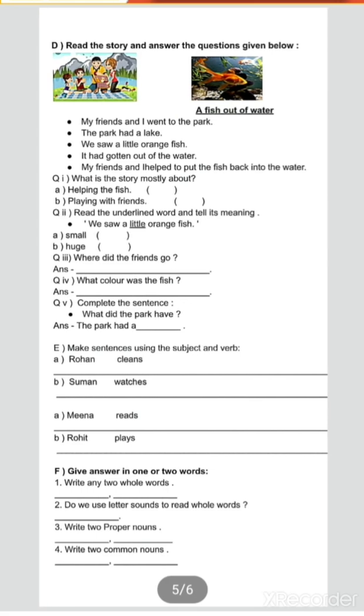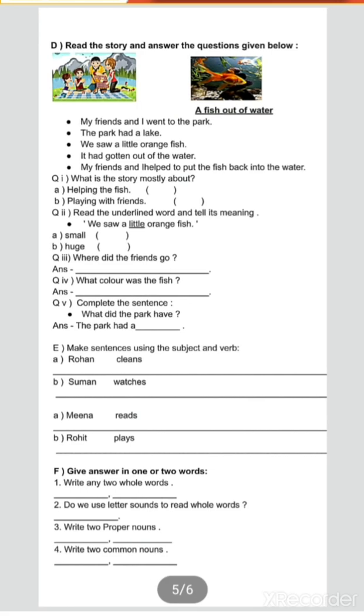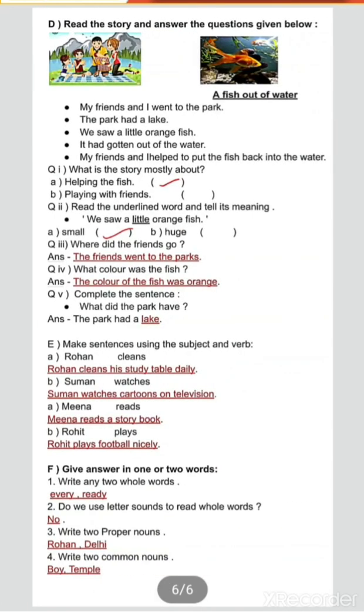Give answers in one or two words. The first question in the F part is, write any two whole words. You have to write any two whole words you have read in this unit. I have written these two words, every and ready. You can write any two words which you like, which you have remembered in this unit.